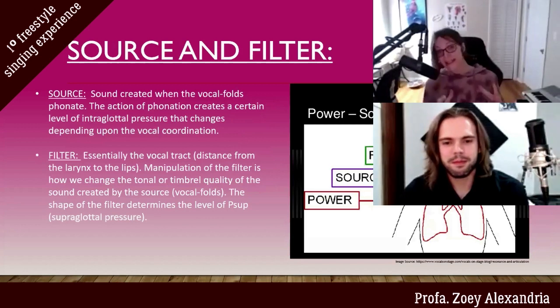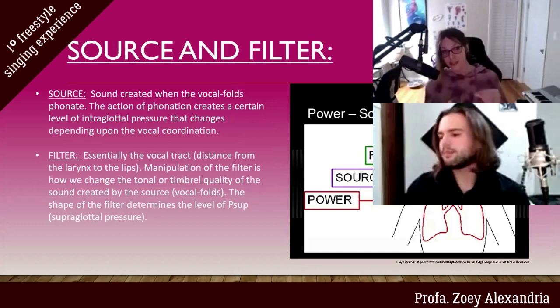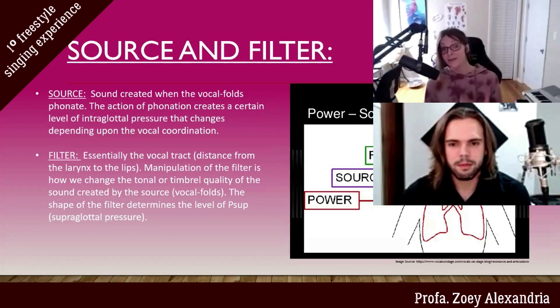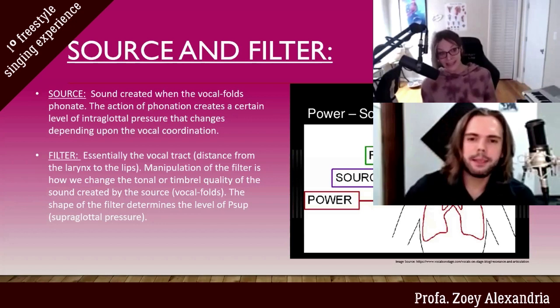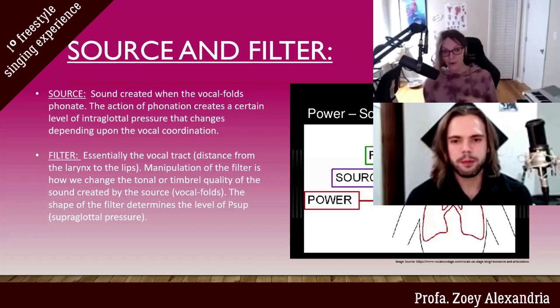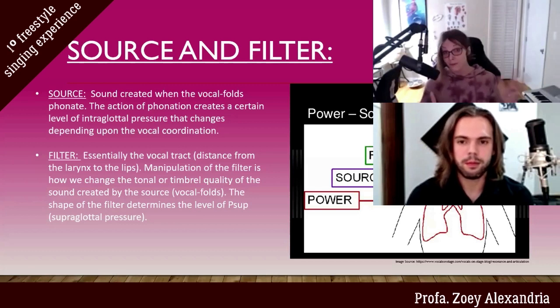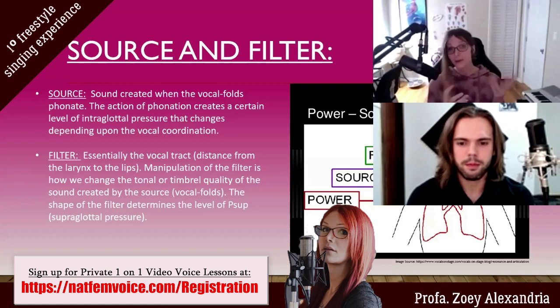So, a source is sound created when the vocal folds phonate. The action of phonation creates a certain level of intraglottic pressure that changes depending upon the given vocal coordination. The second term we need to define is filter, which is essentially the vocal tract, or the distance from the larynx to the lips. Now, manipulation of the filter is how we change the tonal or timbral quality of sound created by the source, or the vocal folds. The shape of the filter determines the level of what's known as P-sup, or the abbreviation for supraglottic pressure.